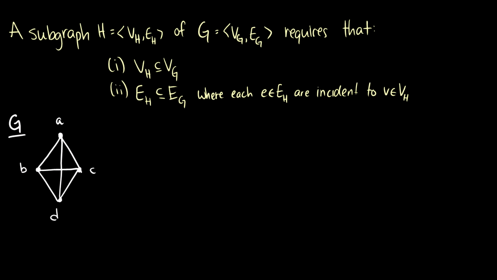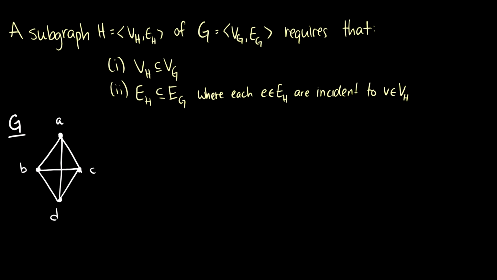So, a subgraph H, which we'll call its vertex set VH and edge set EH, and that subgraph of G, which we'll call VG, EG, requires two things. It requires that the vertex set of H is in the vertex set of G, which means we don't add vertices, and the edge set of H is also a subset of the edge set of G, where all of the edges in H are incident to the vertices in V. This is a bunch of jargon.